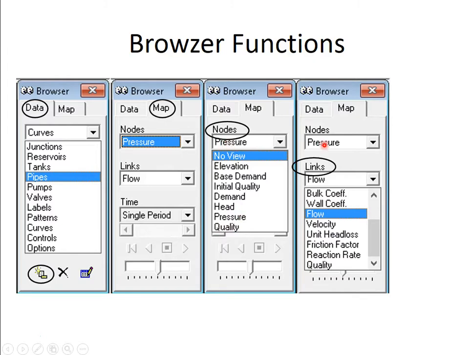If you instead click on the link function, this drop down will come down. Bulk coefficients, wall coefficients, these are for reaction rates. Flow, velocity are the two that you most often will use, and if you're doing chlorine monitoring, you'll probably hit on quality as well. So these allow you to see these when you click on the pipe or on the node. It'll tell you what the pressure is and the flow, or you could have selected instead what is the base demand or what is the elevation, and for the links what the velocity is, which is very helpful sometimes if you're looking at how things are moving or what the quality is.